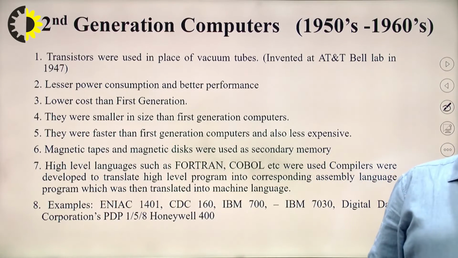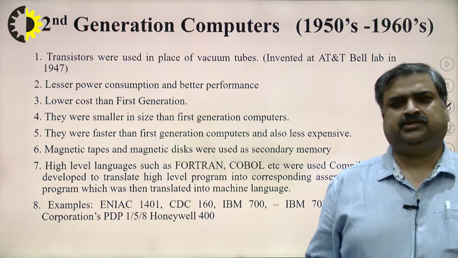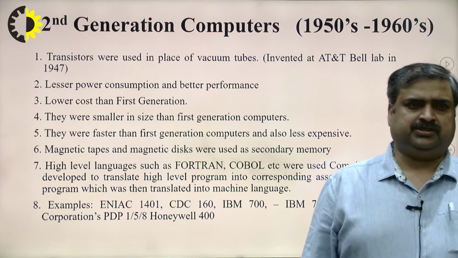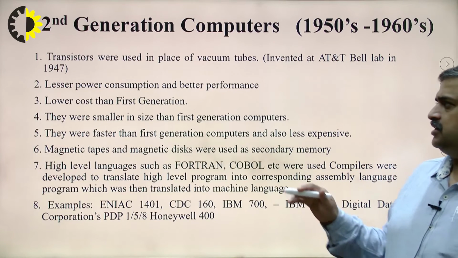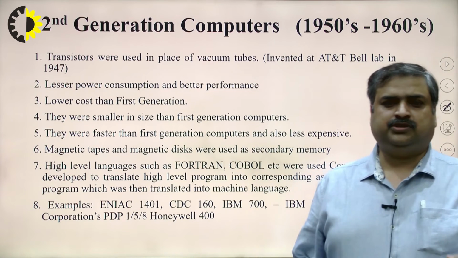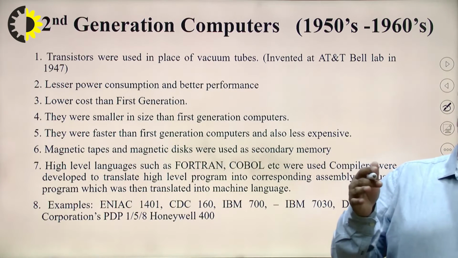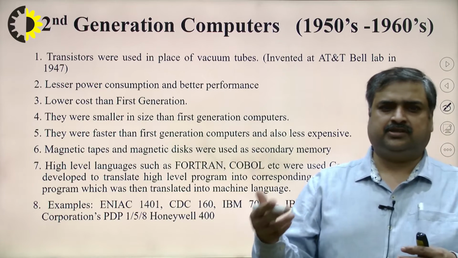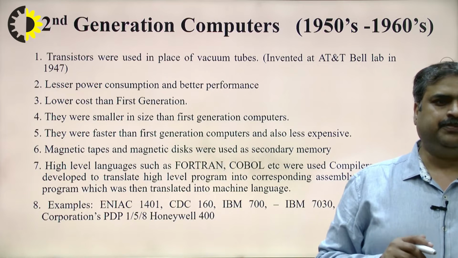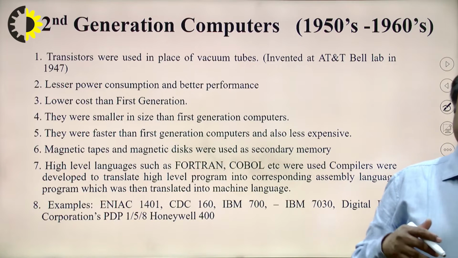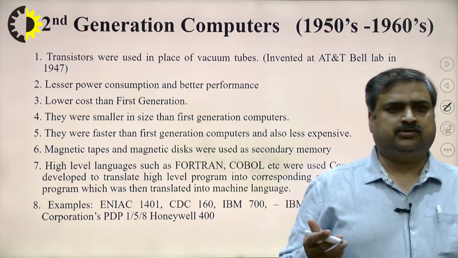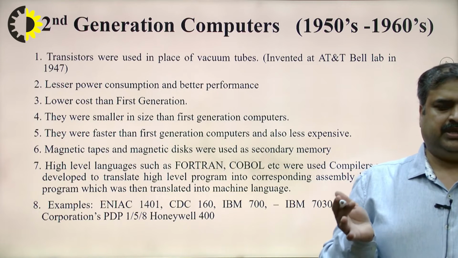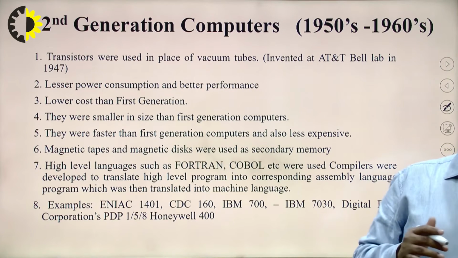Next is the second generation of computers, which started from the 1950s up to the 1960s. Transistors took the place of vacuum tubes. The size of transistors is very small in comparison to vacuum tubes, and this reduced the overall size of the computer. So they became smaller and faster, and they also started using magnetic discs, which are smaller in size and have more memory.